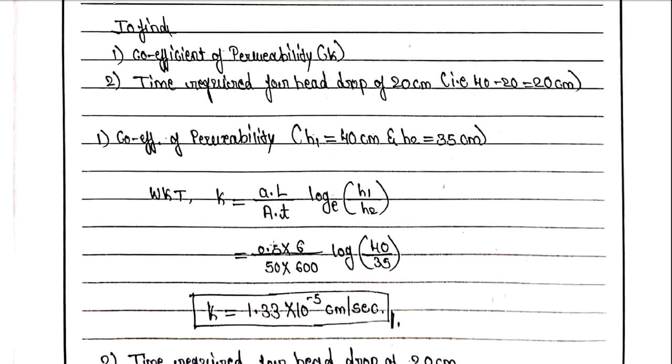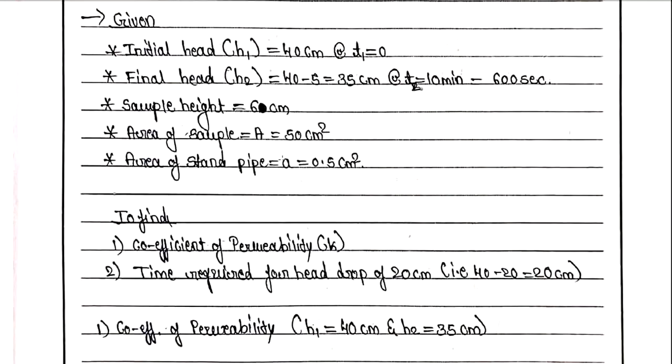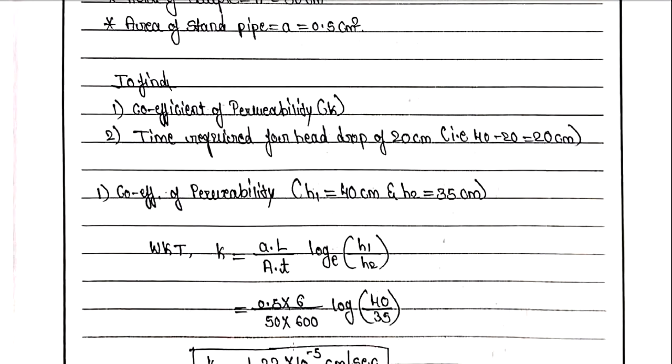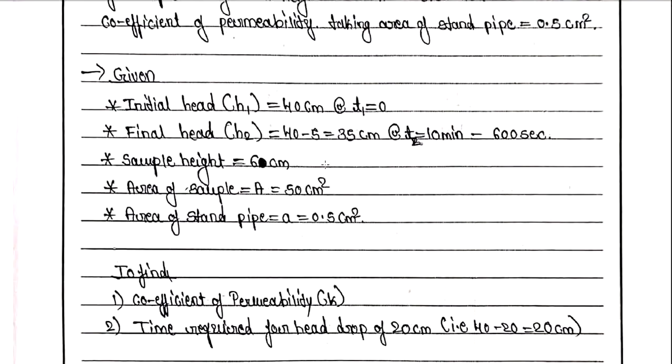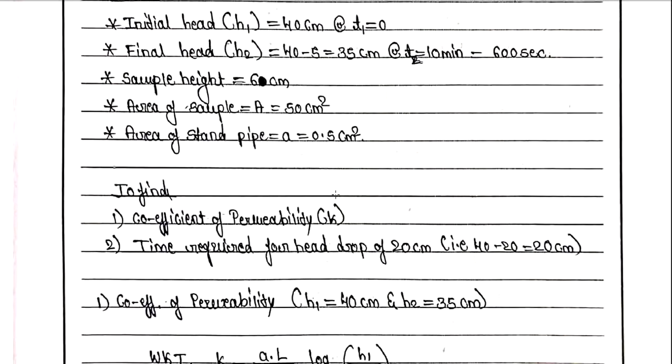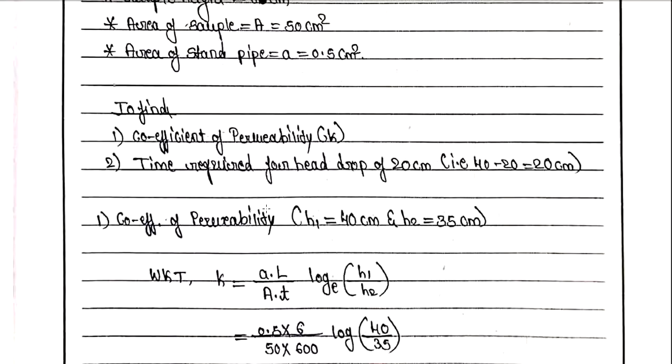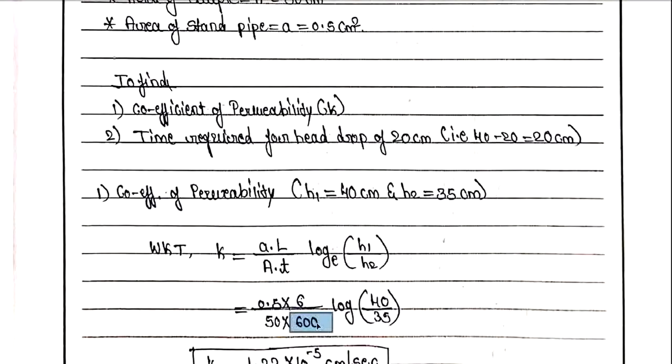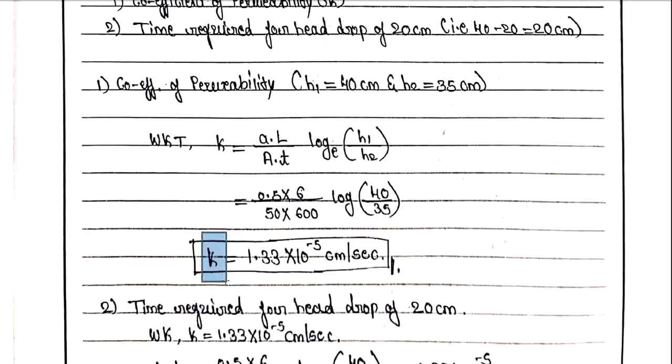So here we are having small a as 0.5, length is equal to 6 centimeter, capital A is equal to 50 centimeter square. You can see capital A 50 centimeter square, and the time taken, you can see over here, time taken is 10 minutes. So t is nothing but t2 minus t1, so final time minus initial time. So final time was 10 minutes, so 10 into 60, I have converted it in seconds. So 600 seconds I have taken. So after that I have found out the value of K.